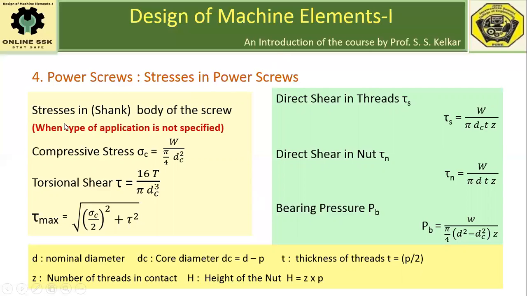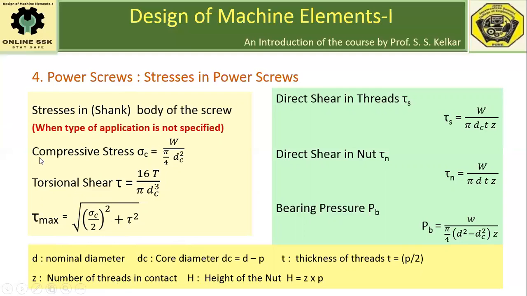So here, as far as the body or shank of the screw is considered, if in the given data for a particular numerical in the problem statement, the application is not specified, whether it is a screw jack, a C clamp, a pipe vise or a shaft straightener, and they are just asking us to find out the stresses in the power screw, then we have to use these relations, these formulae for calculating the stress in the body of the screw.